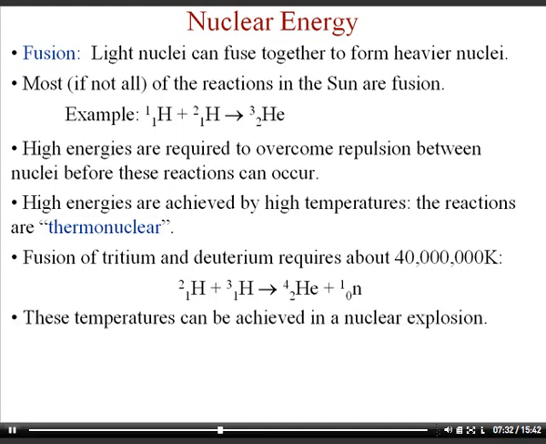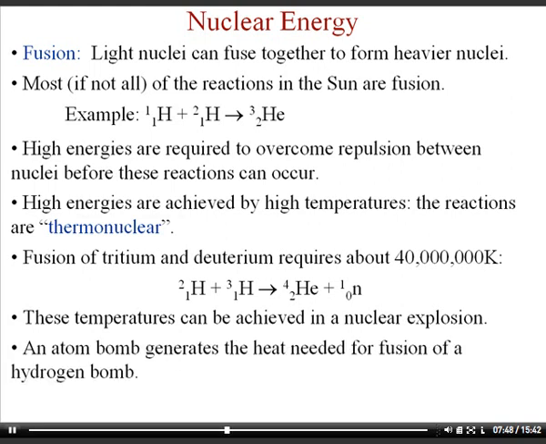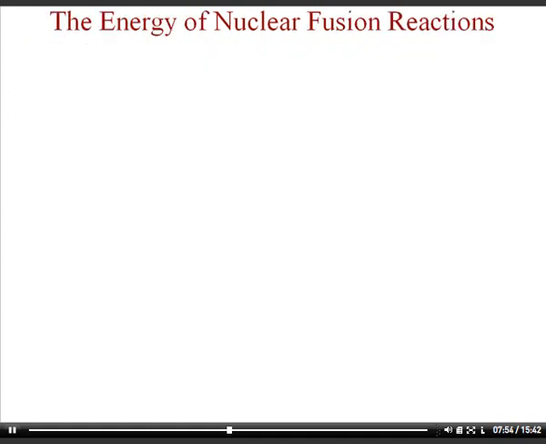These temperatures can be achieved in nuclear explosions. So if you want to blow up a hydrogen bomb or a thermonuclear bomb, what you have to do is blow up an atom bomb. The heat of the atom bomb sets off the fusion reaction, and then your hydrogen bomb blows up. And that's what that bullet point says. An atom bomb generates the heat needed for the fusion of a hydrogen bomb.